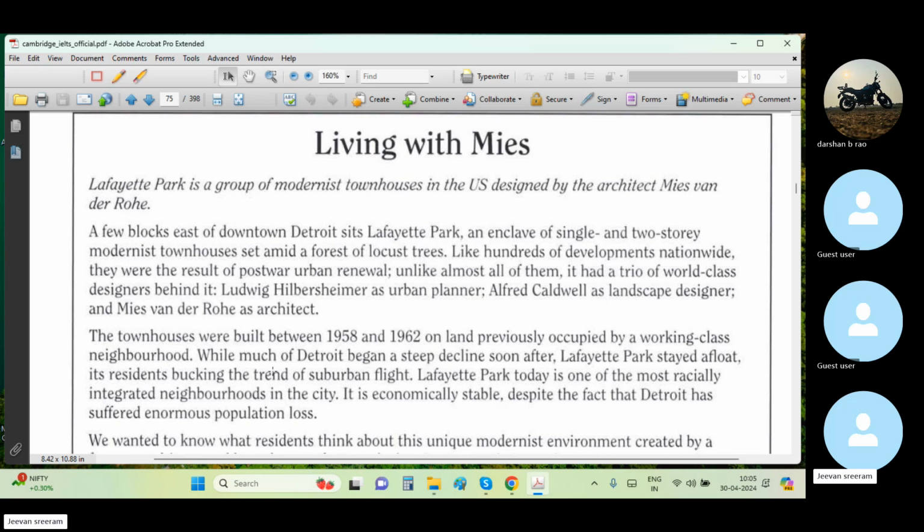Lafayette Park is a group of modernist townhouses in the US designed by the architect Mies van der Rohe. Okay, his name is the one, MBDR. So the Lafayette Park, generally we will see townhouses in our surroundings also, in our cities. So a group of buildings. So these are actually modernist townhouses. So let's understand why they are called modernist townhouses, or why there is a specific word included, modernist, just before townhouses.